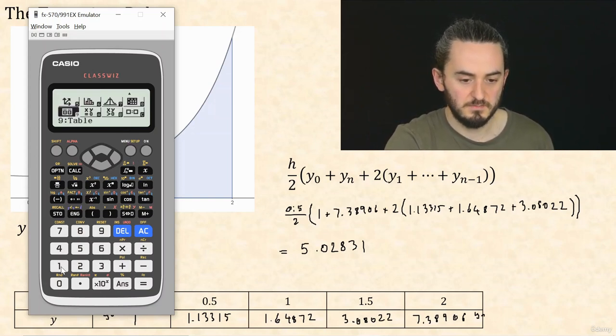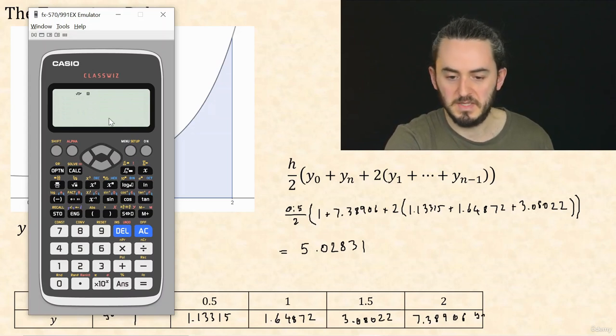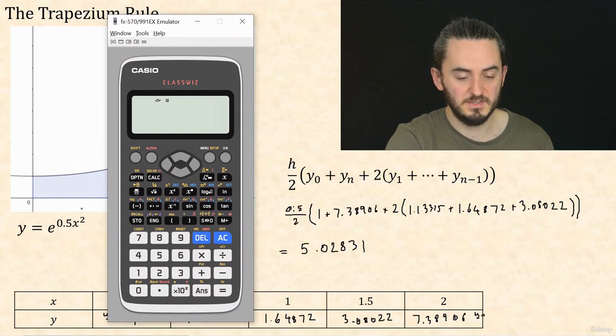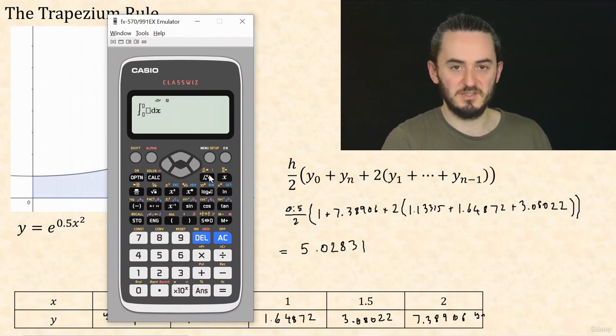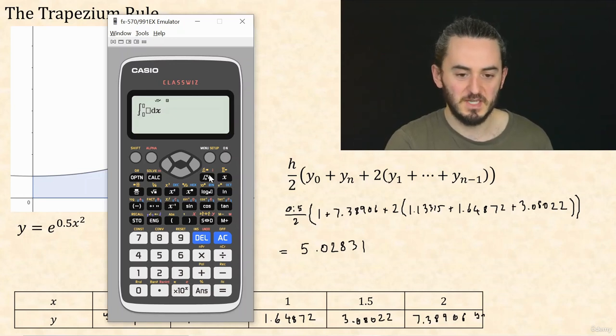If I go back to my main view here, I can also check by using the calculator to check this integral. It's basically using trapezium rule with like 1,000 strips. So we can see whether my answer is about right. Now, it's never going to be exactly right, but it should be quite close. So if I do e to the power of 0.5x squared between limits of 0 and 2, I'm hoping it's not too far away.